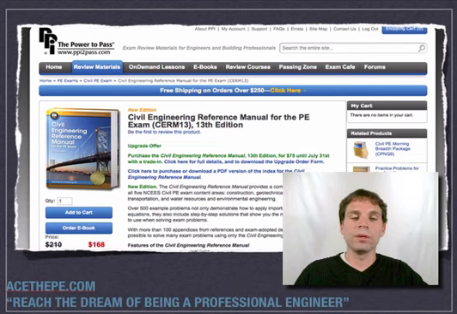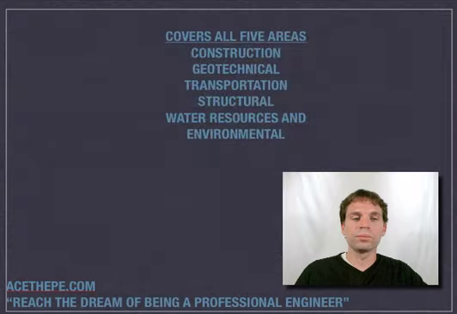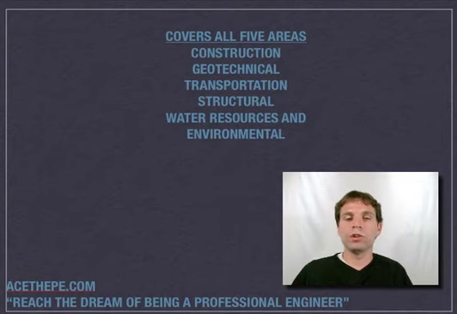But what I want to share with you off that website is what this book covers and also what is upgraded from the 12th to the 13th edition. I already knew pretty much that the civil engineering exam covers 5 sub-areas, which include construction, geotechnical, transportation, structural, and the final one includes 2 sub-areas, which is water resources and environmental. This book covers all 5 areas in multiple chapters.